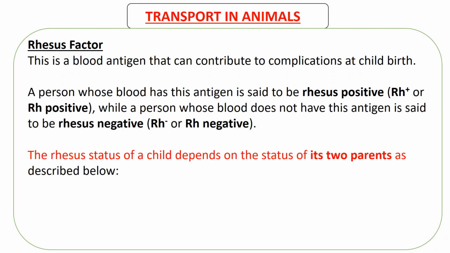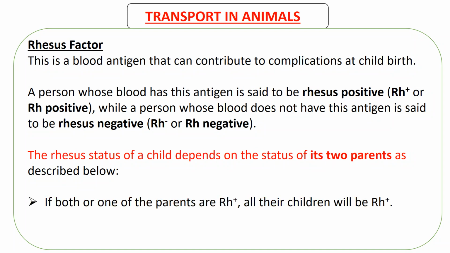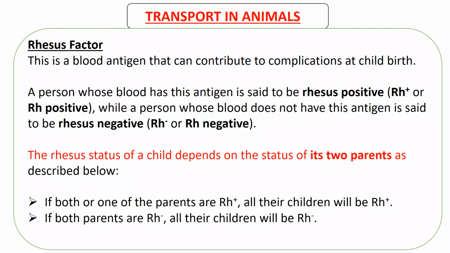So the rhesus status of a child depends on the status of its two parents as described below. Just like the HIV status of a child will usually depend on the status of the parents, even for the rhesus it's the same. If both or one of the parents are rhesus positive, all their children will be rhesus positive. If both parents are rhesus negative, all their children will be rhesus negative. So that's how it is. So what's the issue with rhesus anyway?